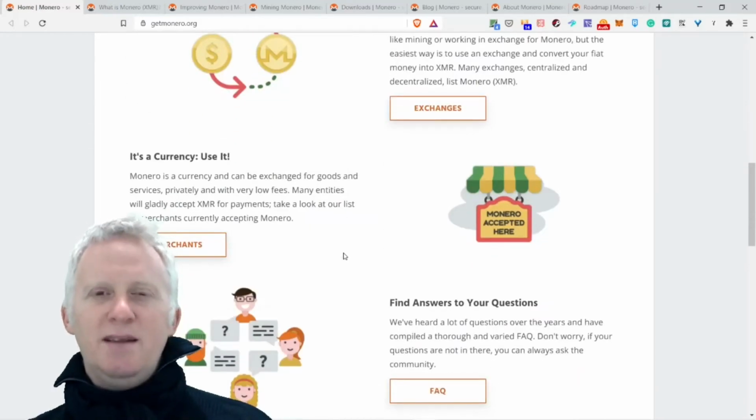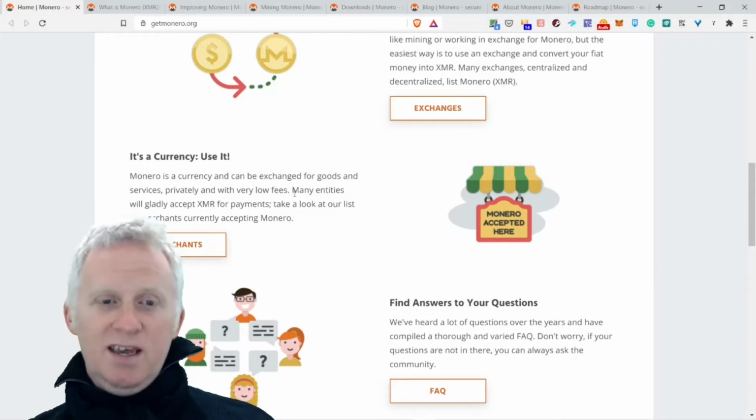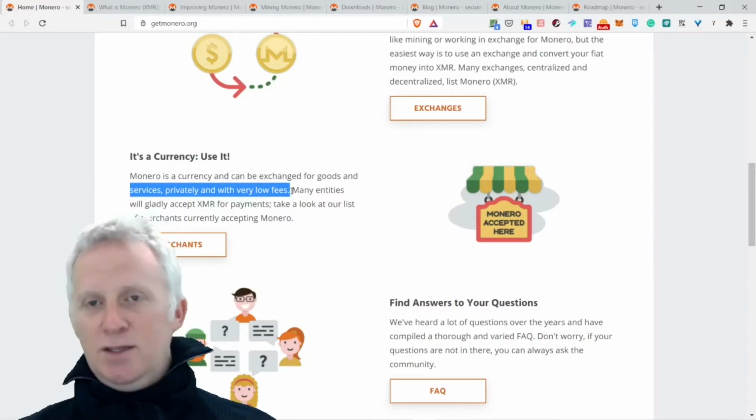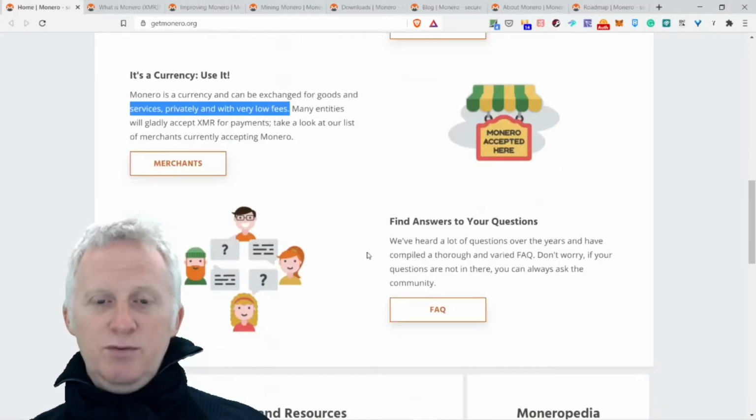So, who accepts Monero? Monero is a currency and can be exchanged for goods and services privately with very low fees. Pretty cool, huh? Privately with very low fees. I love this little phrase. Many entities will gladly accept XMR for payments. Take a look at our list of merchants currently accepting Monero. You can press merchants here, pretty cool.